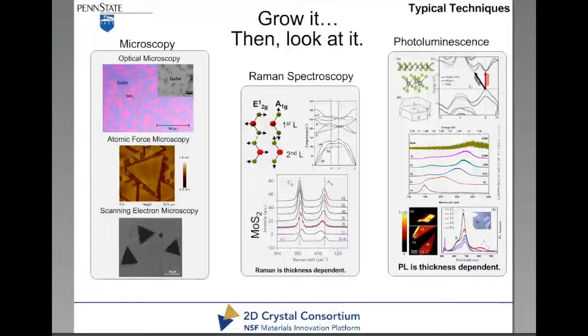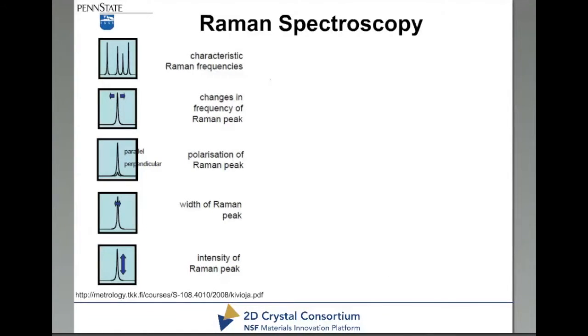And within the optical microscopy, or the various microscopies I've got here, it's primarily a morphological quick view. Raman spectroscopy can tell us a bit more about our 2D materials, though. In general, there are various aspects of Raman. There are the characteristic Raman frequencies. This typically is indicative of the composition of your material. So, for instance, looking at the difference between moly disulfide, tungsten diselenide, moly oxide.